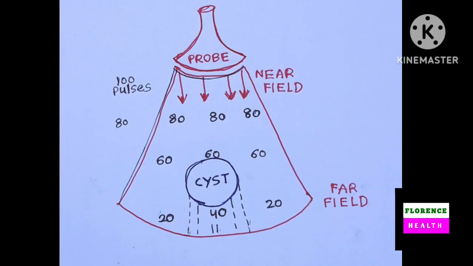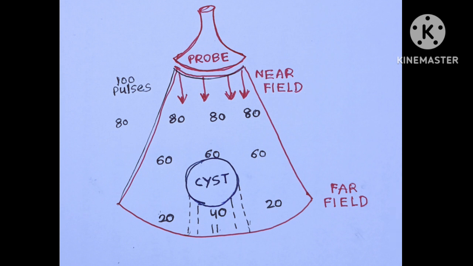As I have already told, the strength and frequency of the ultrasound beam gradually decreases as it goes deeper. Suppose the strength of the ultrasound beam or pulse at the level of the probe, that is at the level of the near field, is 100%, and just above the level of the cyst it is 60% due to gradual beam attenuation.